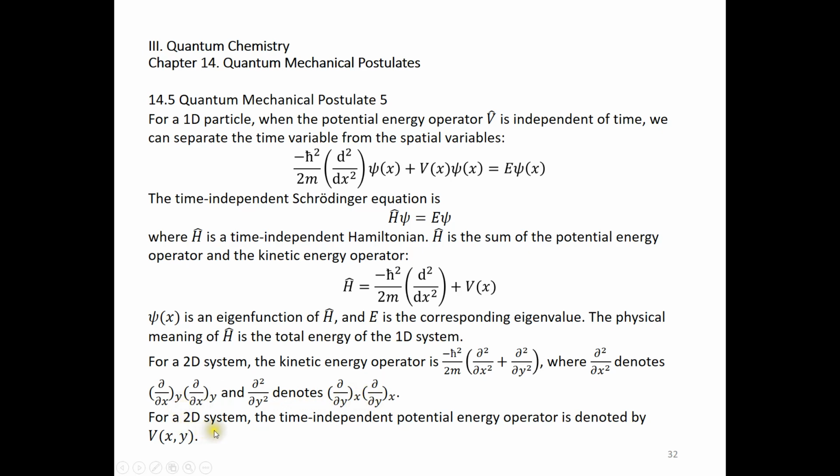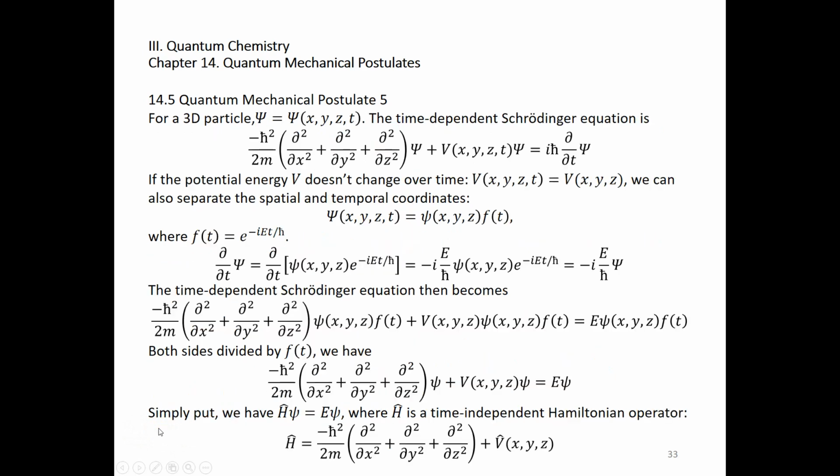For a two-dimensional system, the time-independent potential energy operator is denoted by V of x and y. Sometimes we put a caret on top to indicate it's an operator, but usually for potential energy, the operation is simply multiplication. So occasionally we just do not put the caret on top just for simplicity.